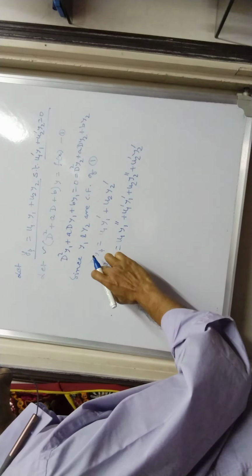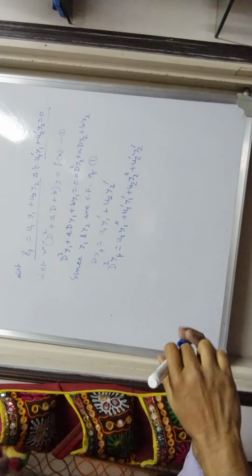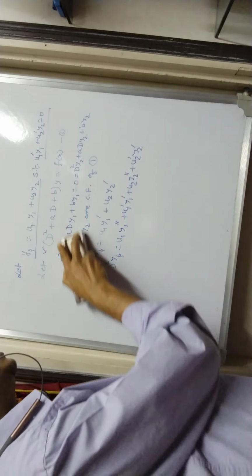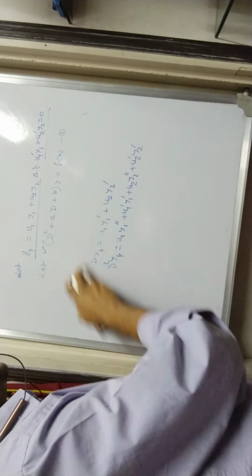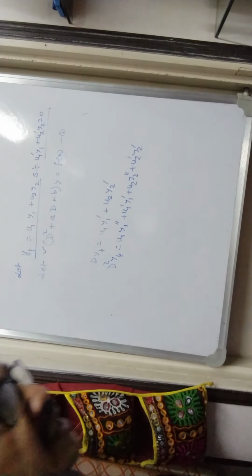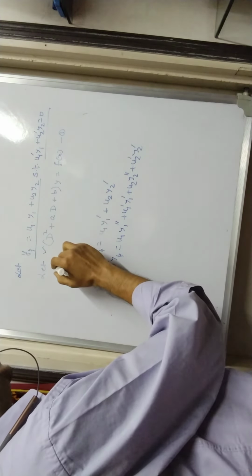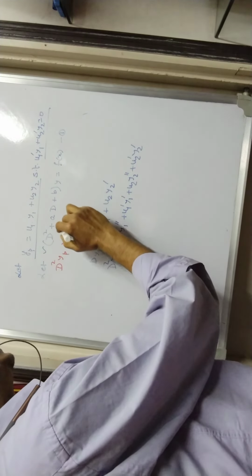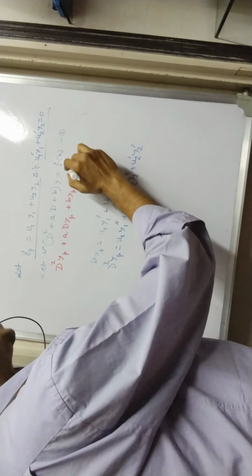Just plug these values into the original equation 1. Let us write it here. If we assume that yp is a solution of 1, then we must have D squared yp plus a Dyp plus b yp is equal to f(x).